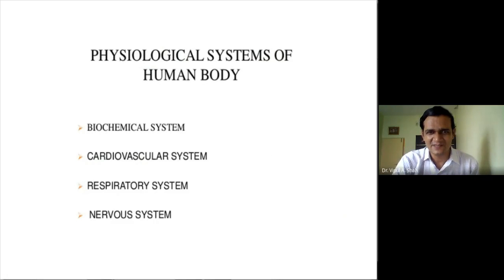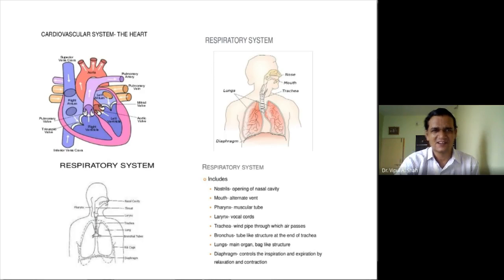Now we'll see typical physiological systems of the human body very quickly, where we have covered the biochemical systems, cardiovascular system, respiratory system, and nervous system. So this is a typical cardiovascular system of a patient's heart. This is the respiratory system. So this is how the heart functions.